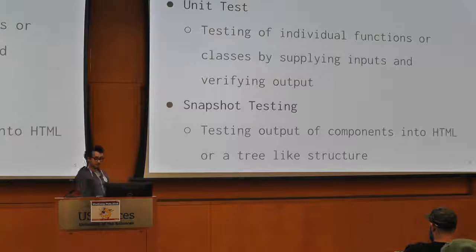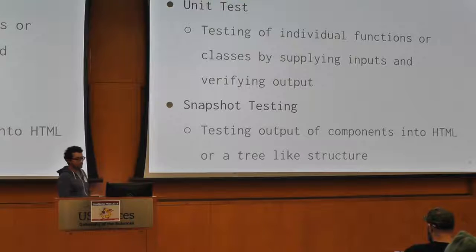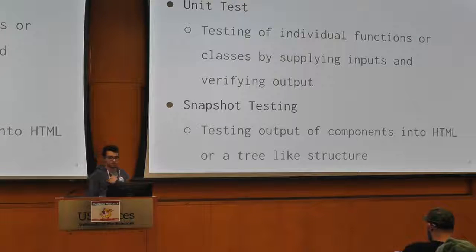A unit test. It's testing of individual functions or classes by supplying inputs and verifying outputs. Almost all tests are doing the tail end of this. Given inputs, they produce these outputs. That's what we're testing. But a unit test is the smallest part of all testing.